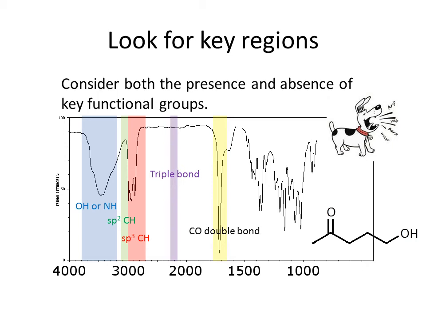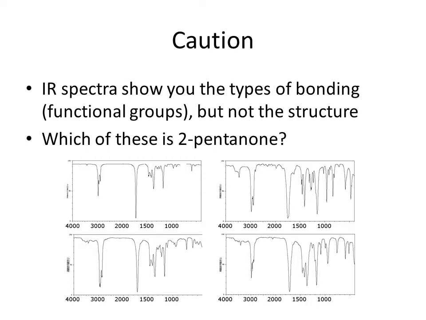The absence of a signal also tells us information about the molecule. I know that this molecule can't have a triple bond because I don't see any signal around 2200. Now we should be careful. IR only tells us so much. It tells us the types of bonding, but it doesn't tell us the structure overall.